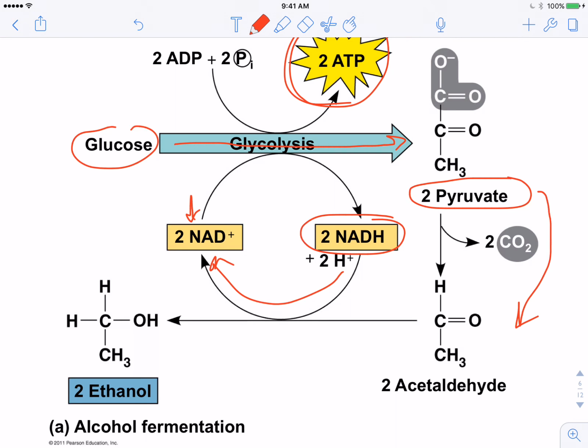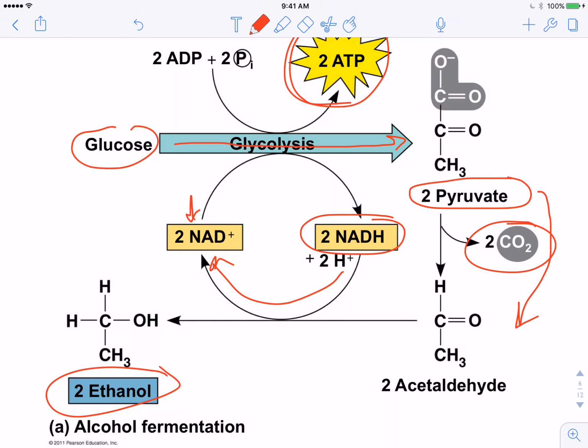Where it gets converted into ethyl alcohol in two steps. The first step releases some carbon dioxide to form acetaldehyde, and then that gets converted, consuming the energy in NADH, into ethyl alcohol. That then regenerates my NAD+, and glycolysis can use that to continue to make our ATP.